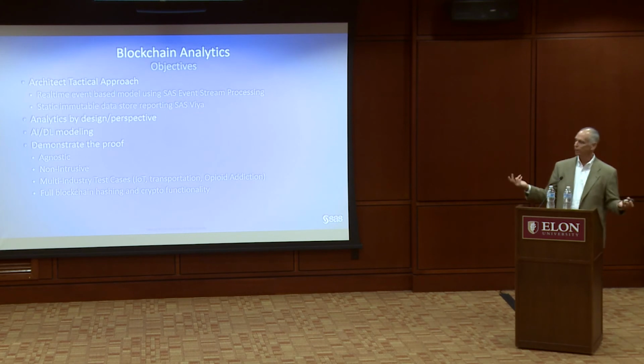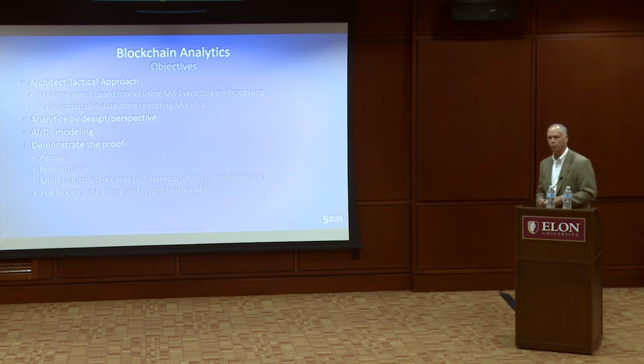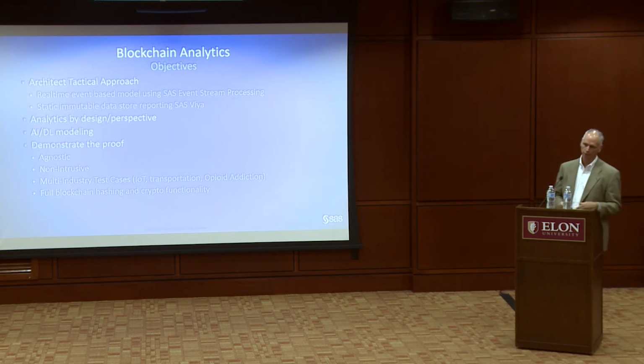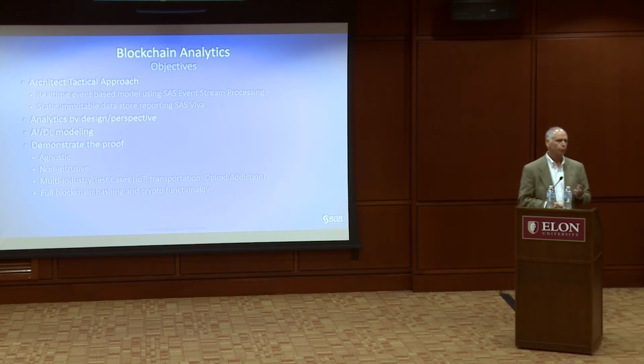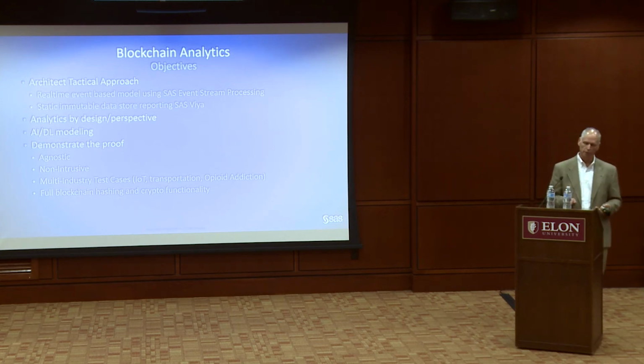So I created a proof. And my proof, as you see in all the things about blockchains, had to be agnostic. I didn't want to say, hey, this only works with Hyperledger, or this only works with R3 Corda. I wanted it to be non-intrusive. I had to prove that it could be non-intrusive. The worst thing that could happen to a blockchain is if you add events, it slows it down. So I had to prove that it was non-intrusive.